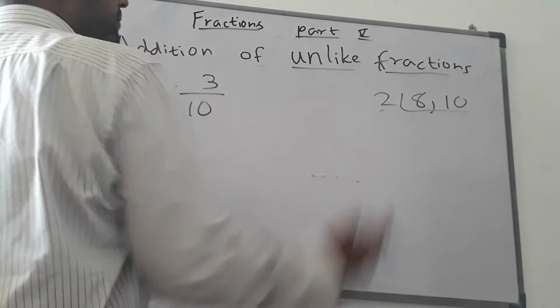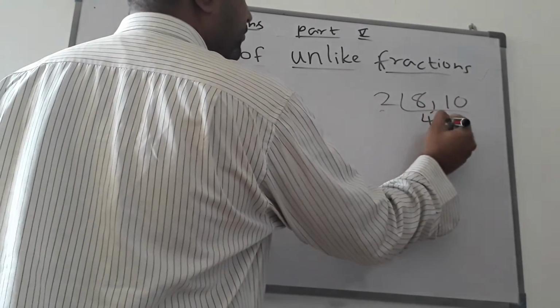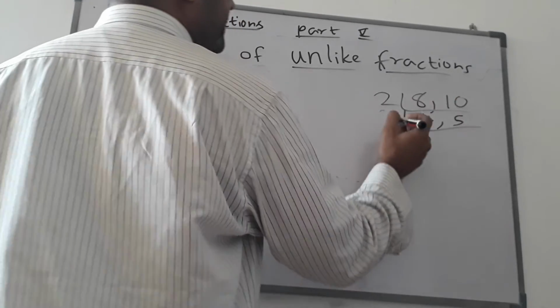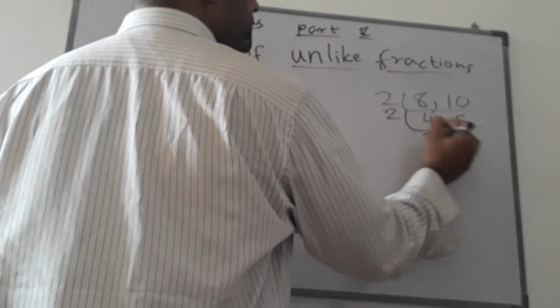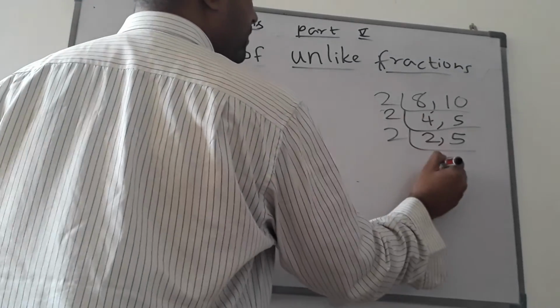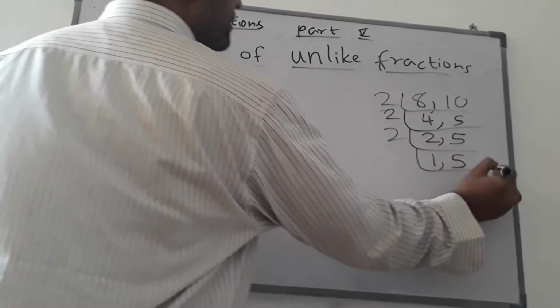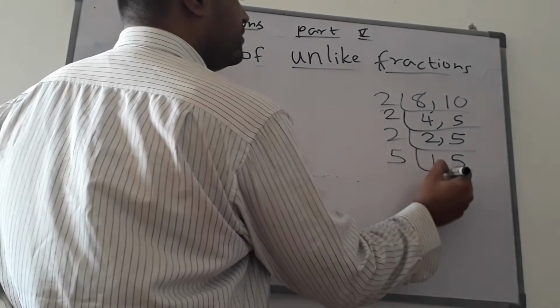Okay, so division method, we have to divide both by 2 because both are divisible by 2. 4 and 5. Again, we can divide by 2 because 4 is a multiple of 2. 2 times 2, 2 times 5. Again, we can divide by 2 because there's a 2 here. 2 times 1, 2 times 5. We can't divide 5 by 3, but 5 can be divided by 5.